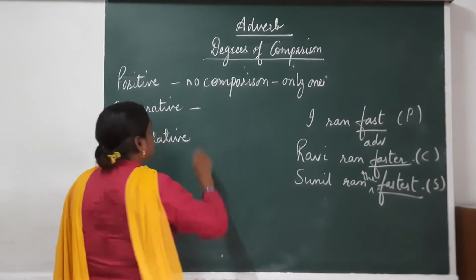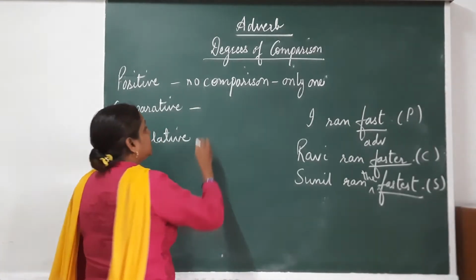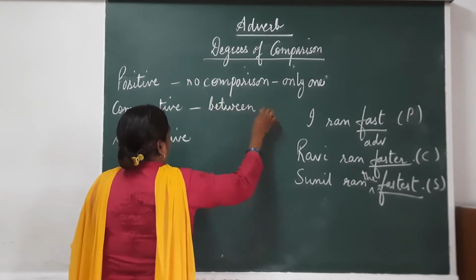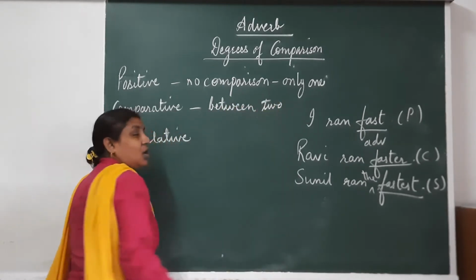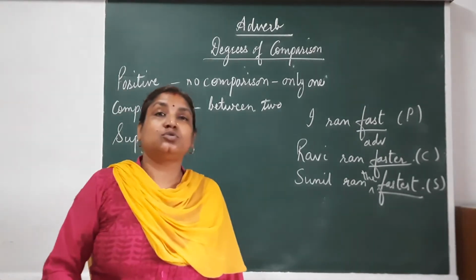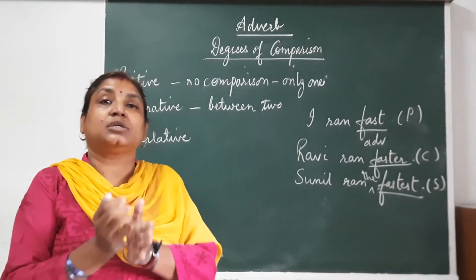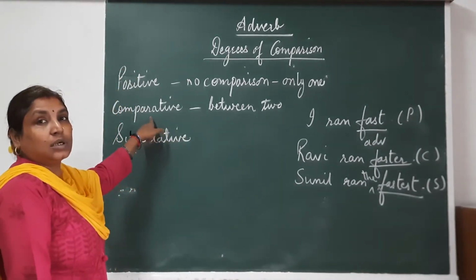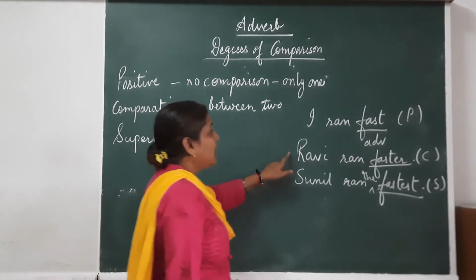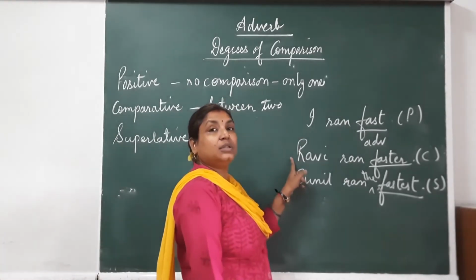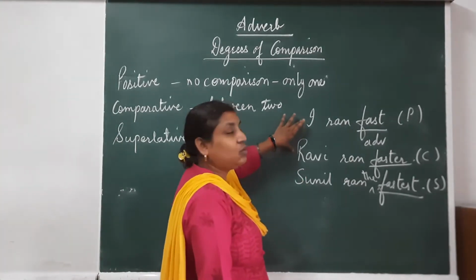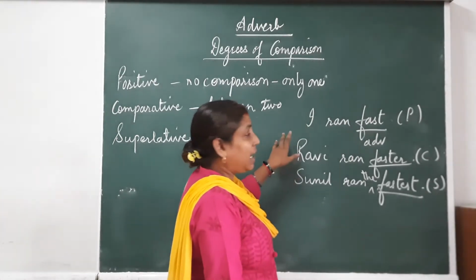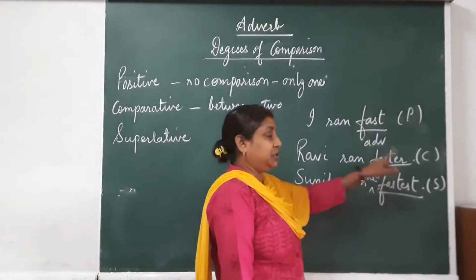Next is your comparative degree. It is always done between two. Whenever I have two persons, two groups, two events, two happenings, I am talking about anything about two, I will use the comparative degree. Now here you see, I compared myself with Ravi. So how many people were there? Only two. I myself and Ravi. So there I have used the comparative degree.